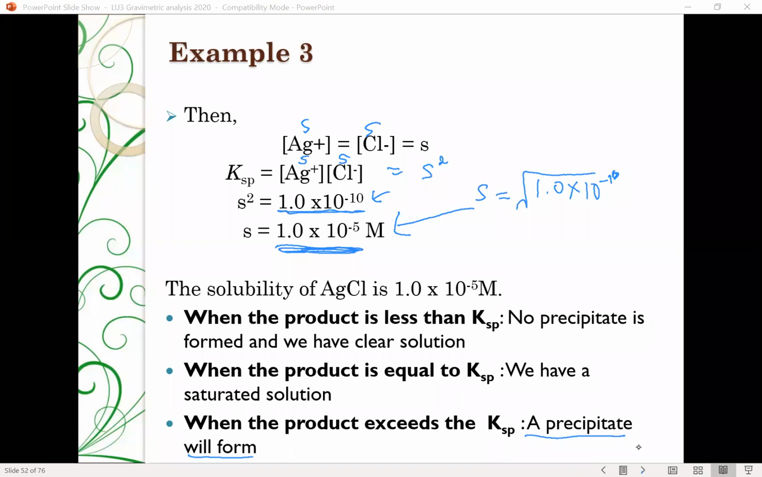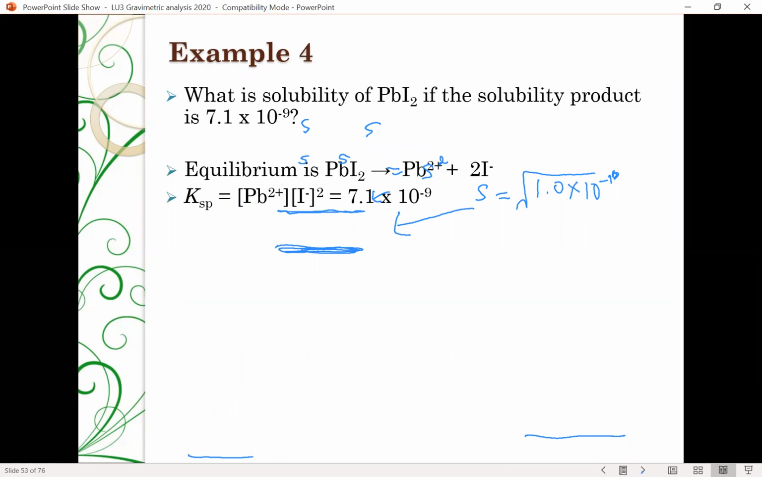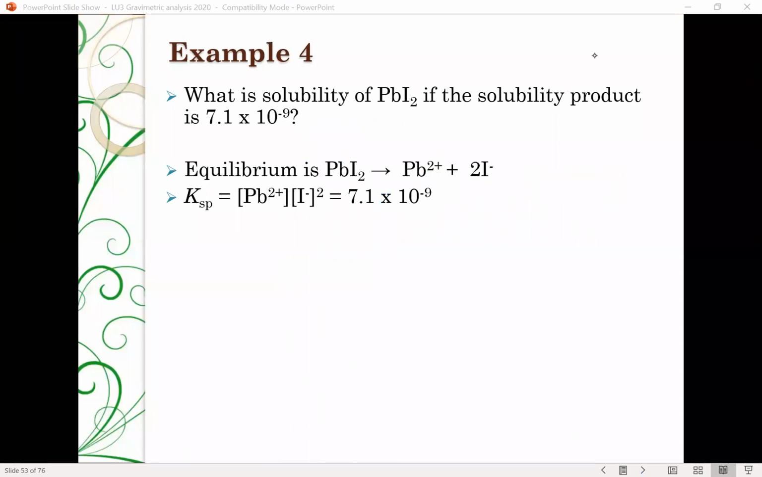Let's move to our next one. Let me clear this one first. All right. Now we have an example: what is the solubility of PbI2 if the solubility product is 7.1 times 10 to the power of negative 9? Okay, we repeat the same calculation as we have discussed just now.